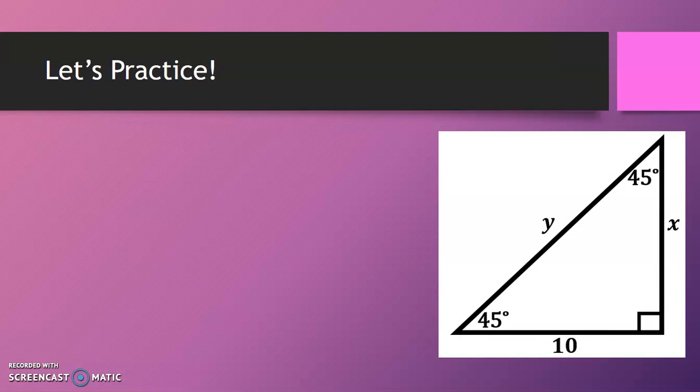So across from my 45, 45, I have one side being x and one side being 10, and the right angle across from that is the y.